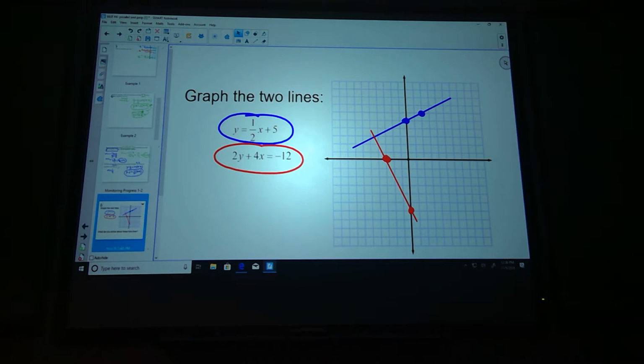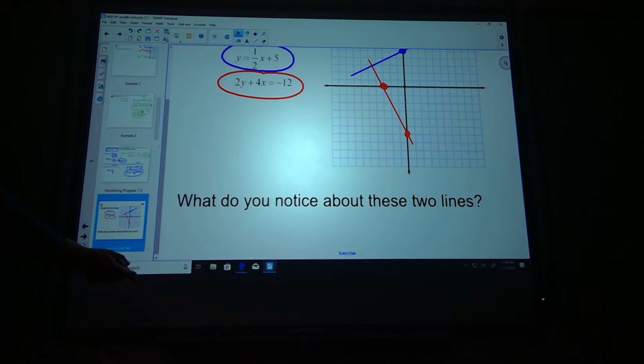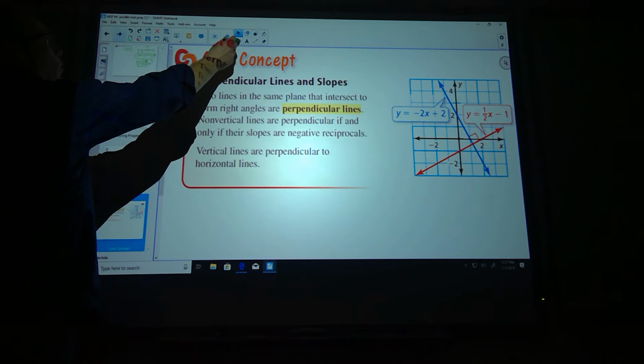So sometimes our graphing might not be perfect, so there might be a better way that we can look at these. It says, what do you notice about these two lines? They seem to cross at about 90 degrees, but I don't know if it's exact at this point. I tried the best I can with the tools I have available. How would you know if they're perpendicular? Well, you will find out.